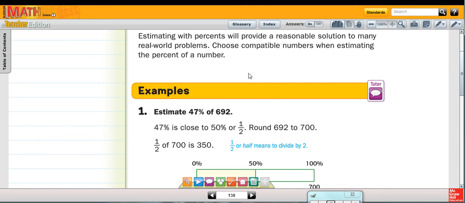Okay, so that might be one way, but I'm thinking something that you're all going to do at some point. You're going to see these finding percents of a number, and you're not going to want to pull out a calculator and figure it out. If we could do it right away, we'd be even better off.